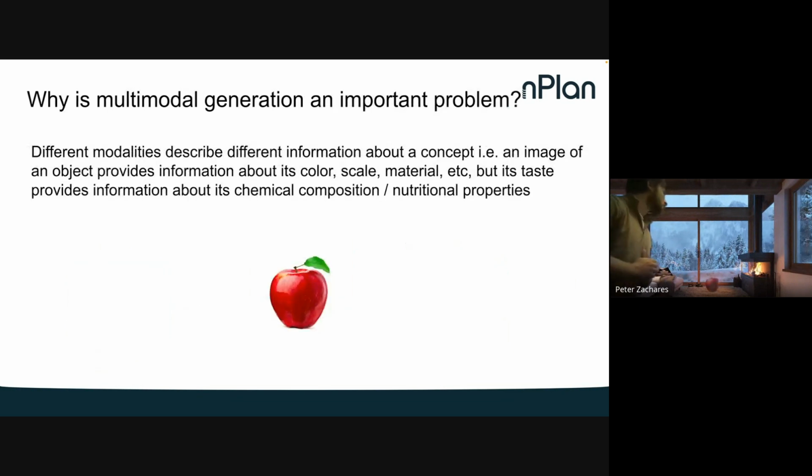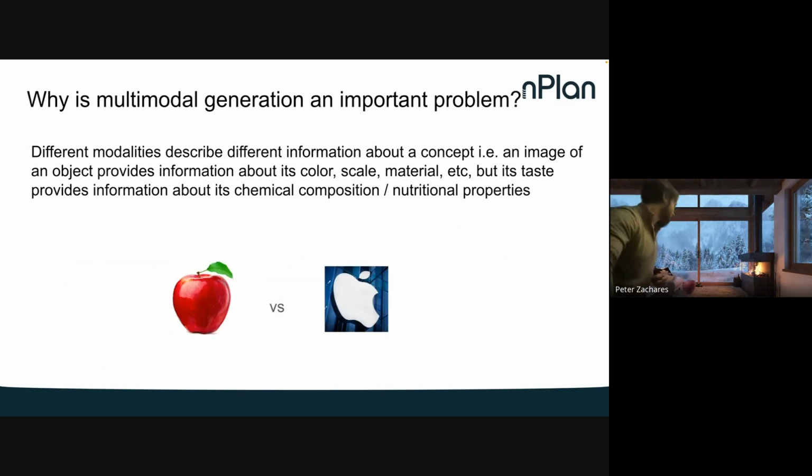But before going there, I wanted to talk about why multimodal generation is an important problem. Different modalities describe different information about a concept. An image of an object can provide information like its color, scale, or material, but its taste can also provide information about its chemical composition or nutritional properties. You can tell something a lot different about an apple by biting it than by looking at it.